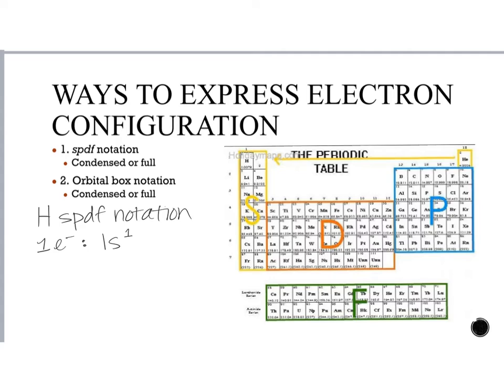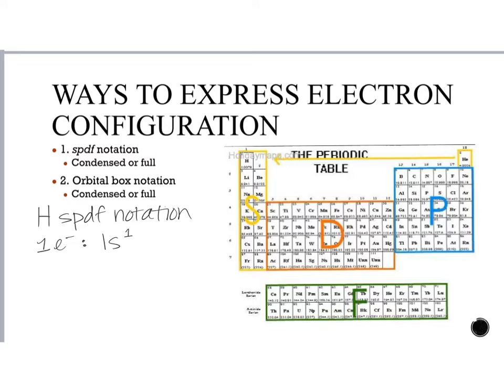1s sublevel. So if I'm looking at this periodic table here, notice the upper left-hand corner is hydrogen. It's in the S block, and it's in the first period. So remember, S, right here, is the sublevel, and 1 is the energy level. So 1s, and I just have 1 electron, so 1.